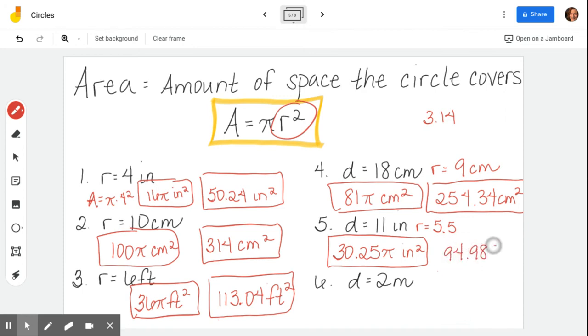I get 94.985. Like I mentioned on the page before, if it doesn't say to round, then this would be okay, but just pay attention if it does say round to the nearest 10th or nearest whole number, or nearest 100th probably would be more likely.